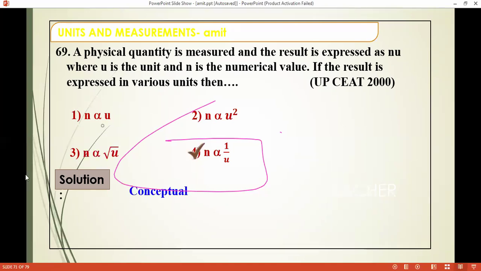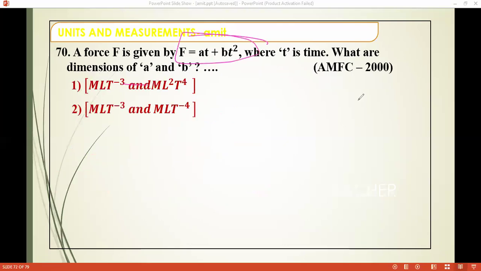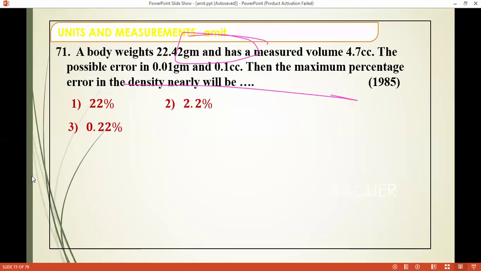Next question in the course is given by... I'm not doing this question, I will do this question. Dimension of force will be the dimension of PT square. I already solved it, you can check it. Next question, I'm solving: when dealing with body weight in gram and then measure it.